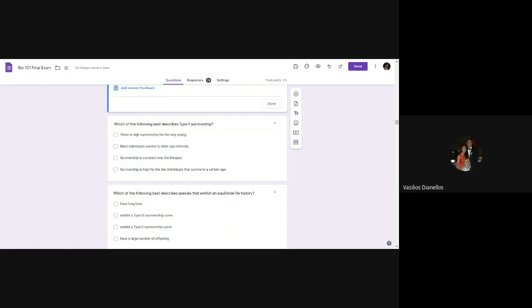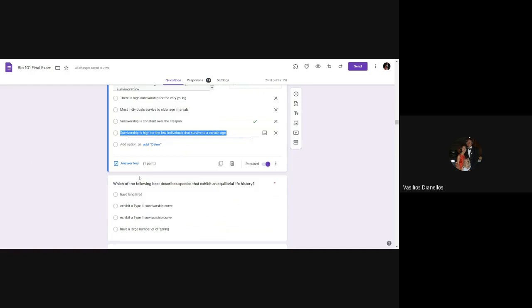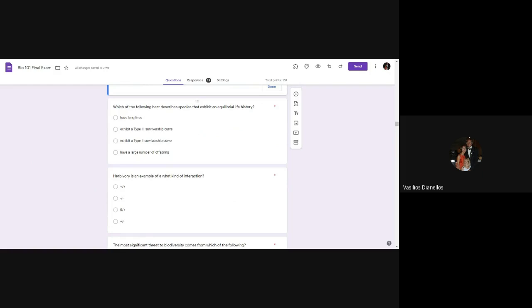We have already discussed type 1. We have already discussed type 3. Type 2 is just right there in the middle. High survivorship, no. Most individuals survived older ages, no. Survivorship is constant, that's the answer. Survivorship is high. Nah. So survivorship is constant over the lifespan. So that's the answer. Which of the following best describes a species that exhibits equilibrial life history?